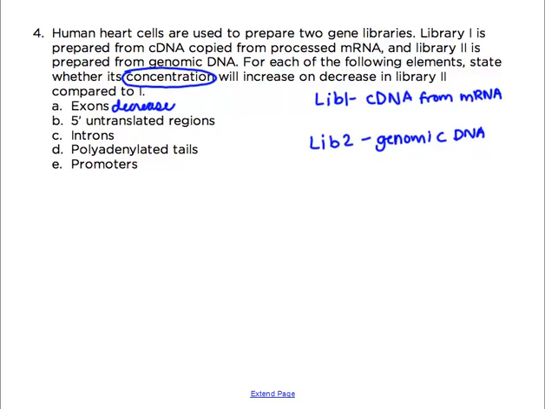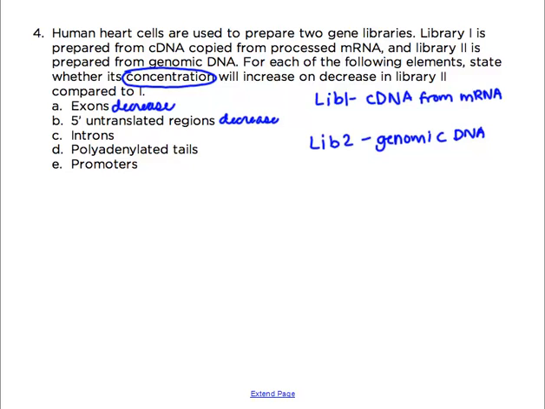Now what about 5' untranslated regions? Remember that a mature mRNA has the 5' untranslated regions, then the exons, and then the 3' untranslated regions at the end. So again, because that is a high concentration in mRNA, the concentration in genomic DNA is going to decrease because you're adding in all of those other DNA elements. And remember that a large portion of the human genome, the genomic DNA, doesn't encode for anything. So this concentration is definitely going to decrease when you're looking at it in the genomic DNA.